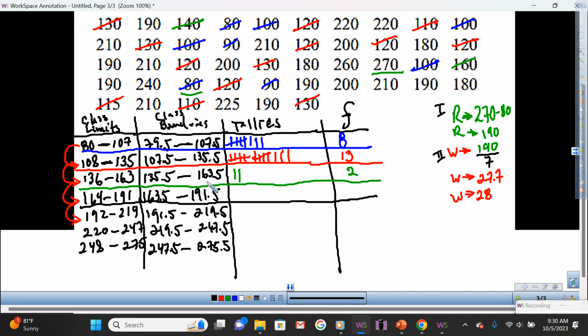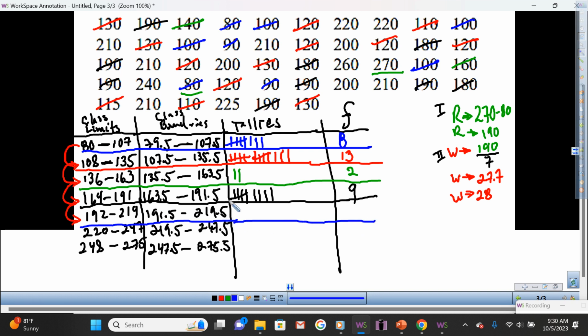163.5 to 191.5. So we got 1, 2, 3, 4, 5, 6, 7, 8, 9. Hands if you got 9. Let's go. All right.